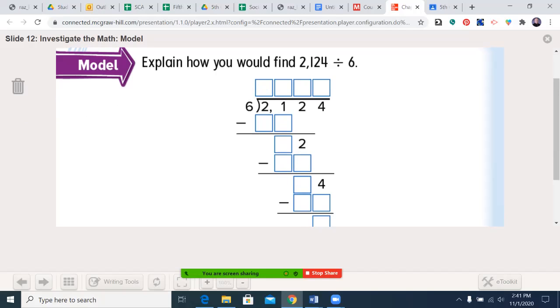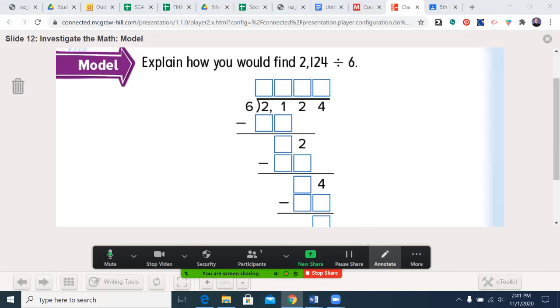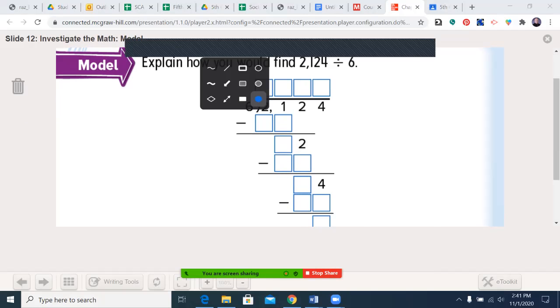How would I find 2,124 divided by 6? So I'm going to use my annotation tool, and I stop and say to myself, how many times will 6 go into 2? If your answer is, you can't do that, you're correct. The analogy is if I had a 2-gallon jug, I can't put 6 gallons of water into that jug.